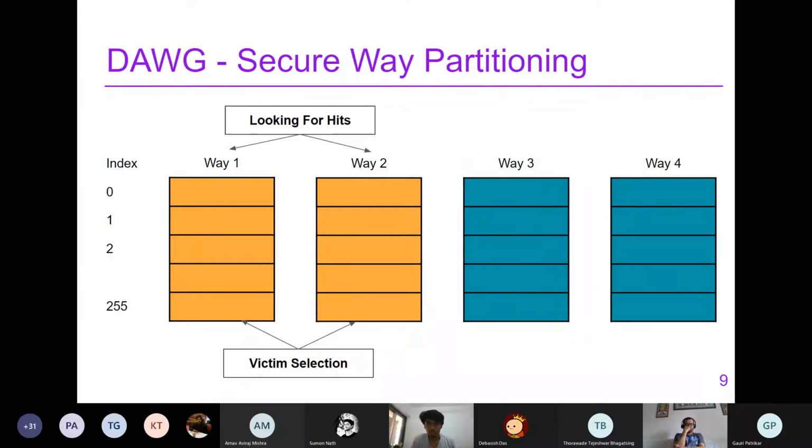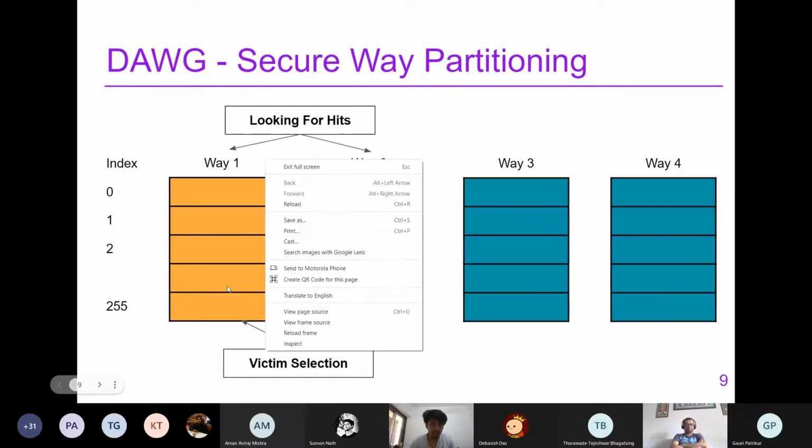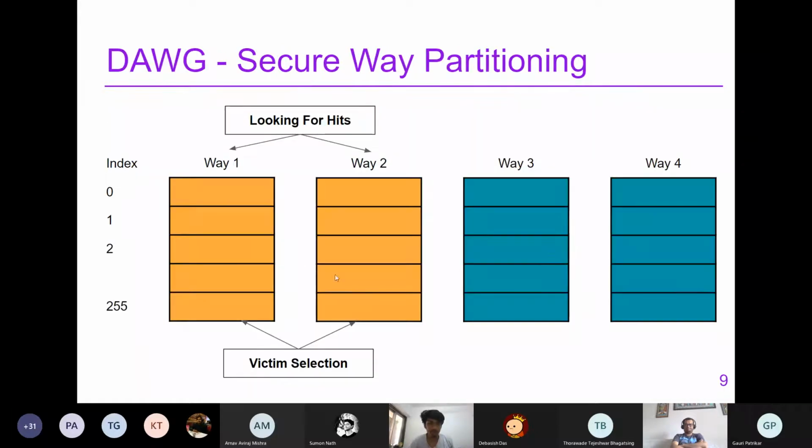So then what DAWG proposes is a secure way partitioning, where this part is the same, where it looks to evict victims from its own ways, but also when it is looking for address hits, it will only be looking in its own ways and not in other ways. So now both hits and writes can only happen in its own ways, and so now these two can be called protection domains, right? This is one protection domain, this is another protection domain.